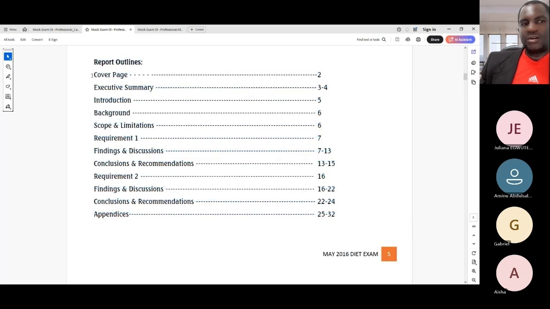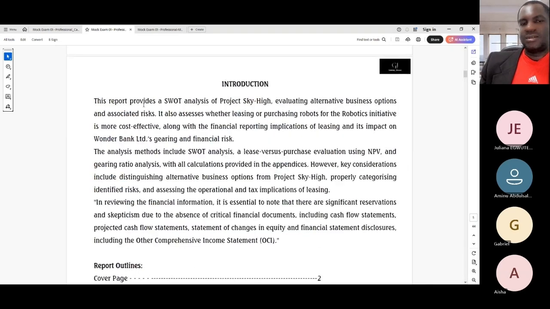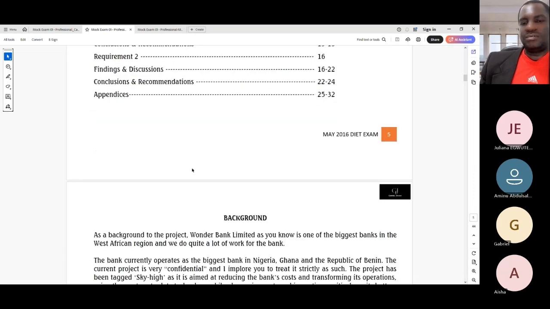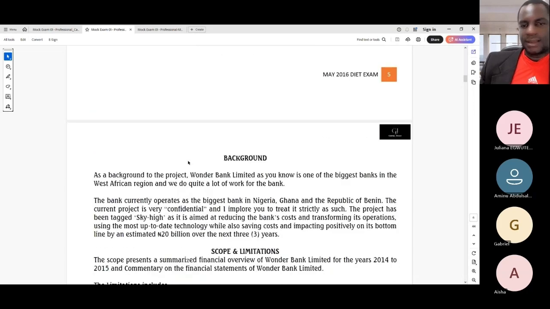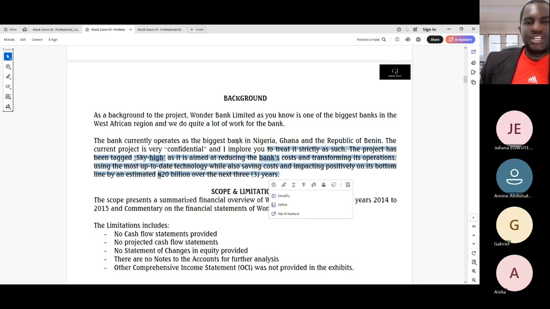So the report outline will tell us your cover page, executive summary, the introduction, the background, scope limitation, where it is in the report. You just state the pages. It's just 2 marks. If you have time, you do it. Some people don't do it. They're like, there's no time for that. Then the background is copy and paste. This one too is 2 marks. If you look at the format I shared on the platform, it's a PowerPoint.